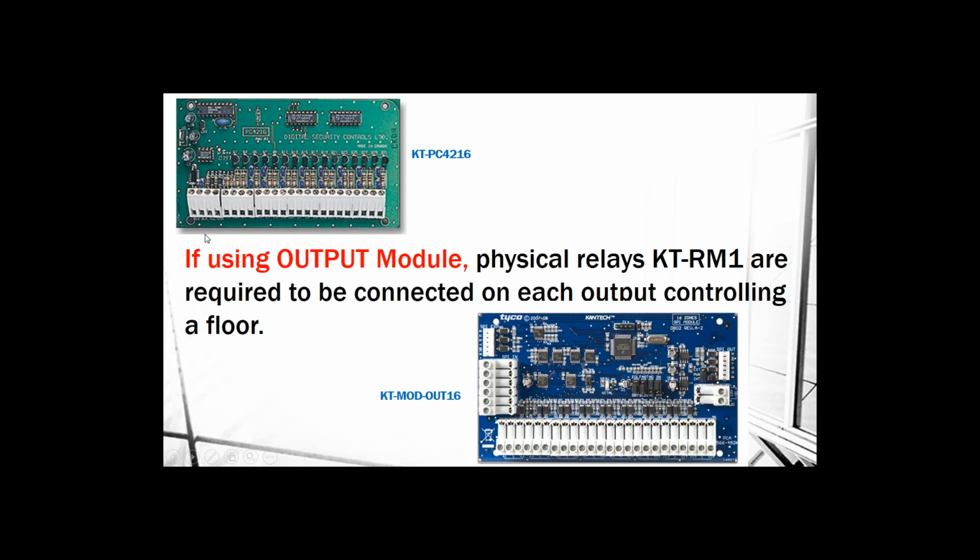Why? Because when we're using an output board, we have more outputs, but each one of those has voltage. Since we cannot bring voltage to the elevator equipment, we have to add a normal relay to each one of those. That was the first note.